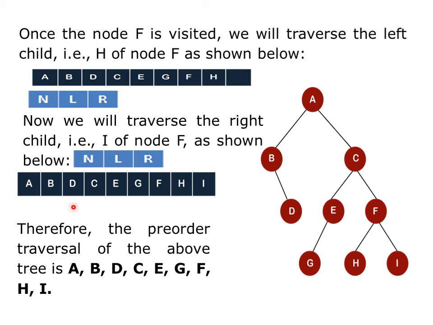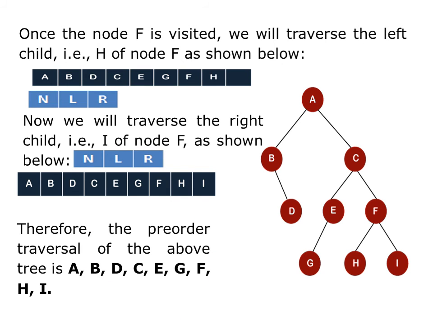Then what will it print? It will print I. Now the output is A, B, D, C, E, then G, then F, then H, then I. See, this is the result we get in the pre-order.